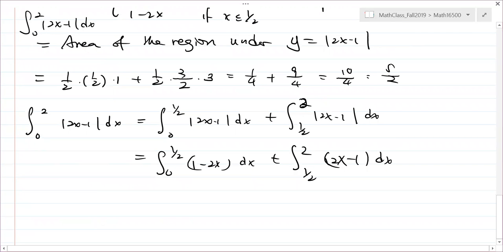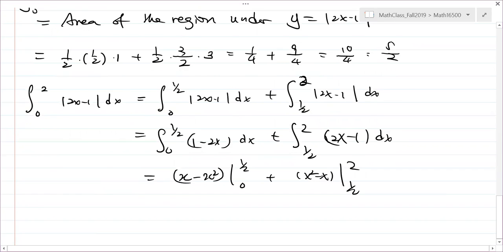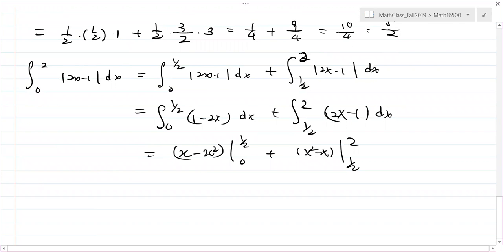Then you find the antiderivative of each function and evaluate at the 2 endpoints. The antiderivative of this function is x minus x squared, and here it will be x squared minus x, evaluated at the endpoints. So this is going to be 1/2 minus 1/2 squared minus 0, and here, 2 squared minus 2 minus (1/2 squared minus 1/2).